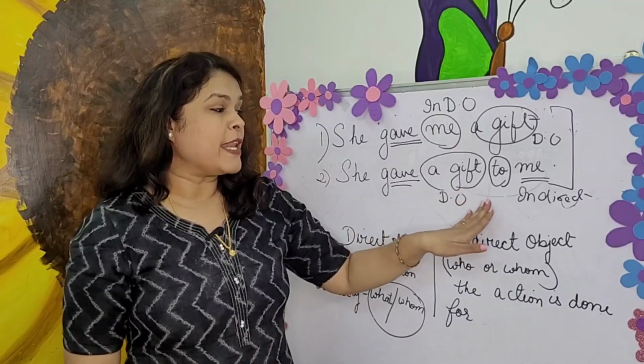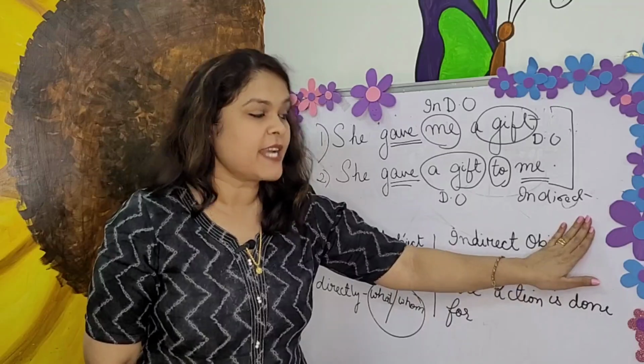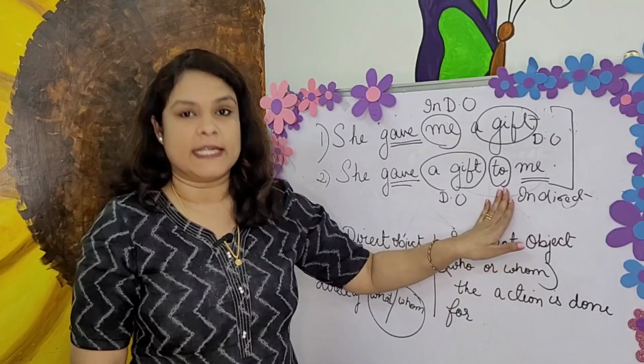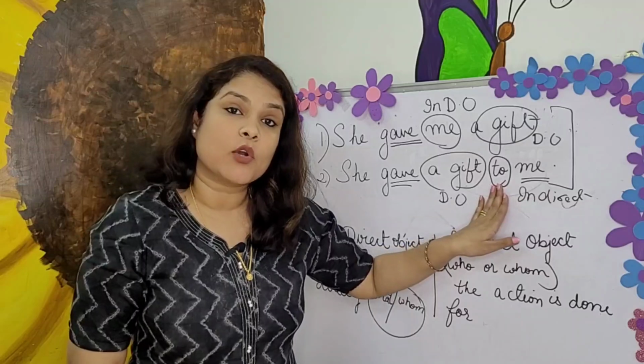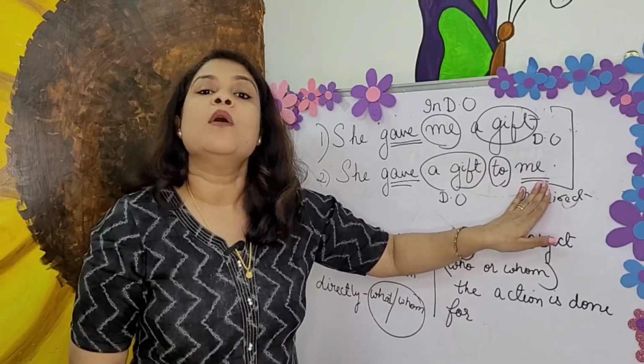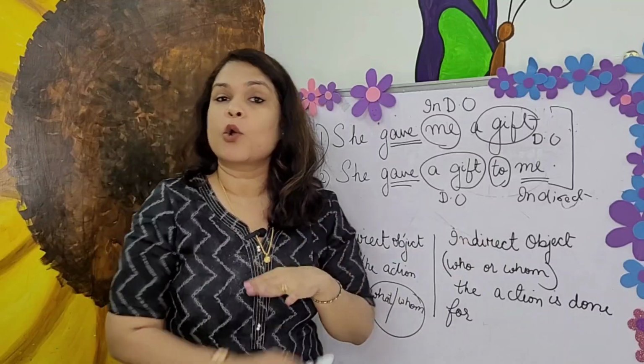So when you see that the direct object is before the indirect object, sometimes it is added with to, and here, whenever you see to, in most cases the word after it will be the indirect object.